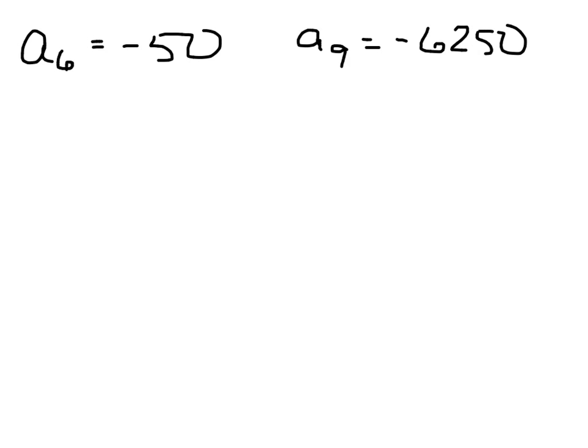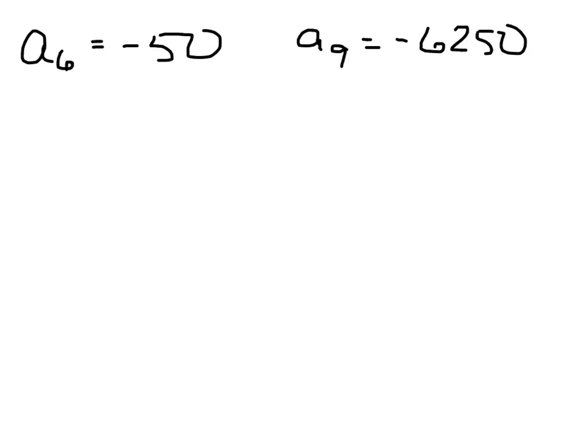Two terms of a geometric sequence are a sub 6 equals negative 50 and a sub 9 equals negative 6,250. Write the rule for the nth term. Now, we did this 2 different times, one for arithmetic and one for geometric. Arithmetic, you could use elimination. Geometric, you had to use substitution. This is geometric, so you've got to use substitution.